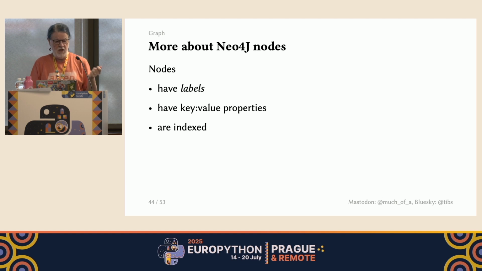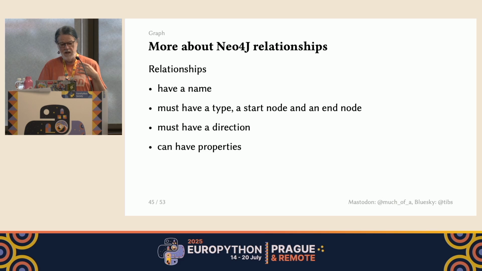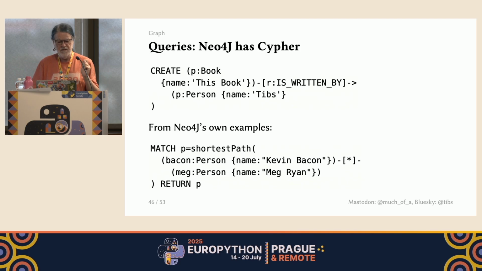In Neo4j, nodes have labels to say what they are. You have key-value properties, and nodes are indexed. So you're getting some of the benefits of other sorts of database. Relationships have a name. They must have a type, a start node, and an end node. So in this case, relationships are all one-to-one, but you can have more than one of the same relationship to point to different nodes. So you get the best of both worlds. They must have a direction, and they can have properties.